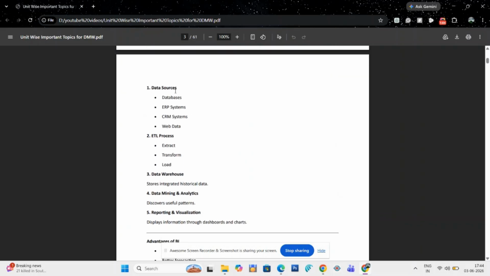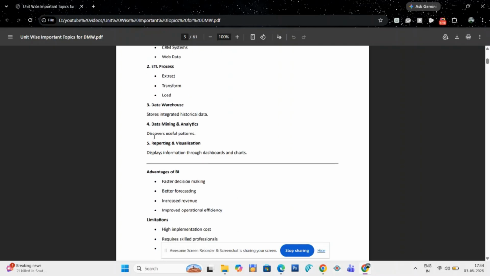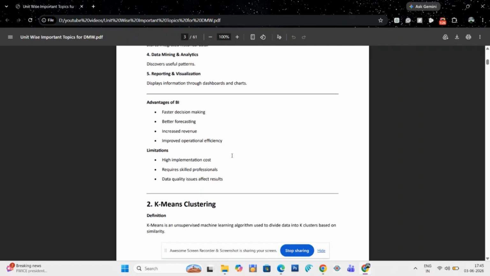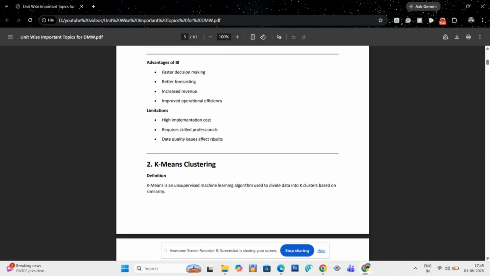The first component is data sources, which includes databases, ERP systems, CRM systems, web data and the ETL process, in which we extract, transform and load. Third is the data warehouse, which stores integrated historical data. Fourth, data mining and analytics, which discovers useful patterns. Fifth, reporting and visualization, which displays information through dashboards and charts. The advantages of BI are faster decision making, better forecasting, increased revenue, improved operational efficiency. The limitations are high implementation cost, the need for skilled professionals, and data quality issues affecting results.